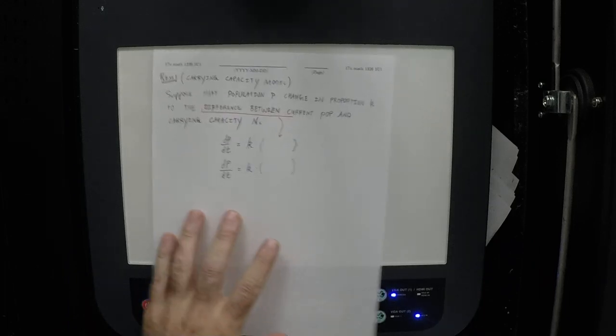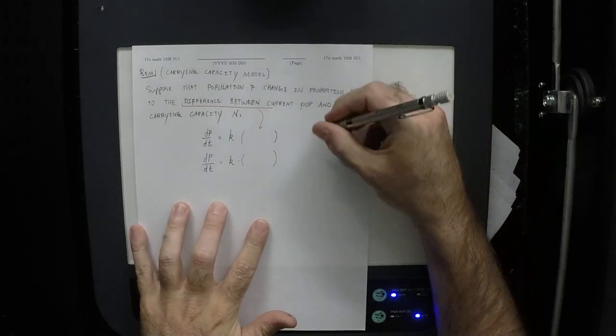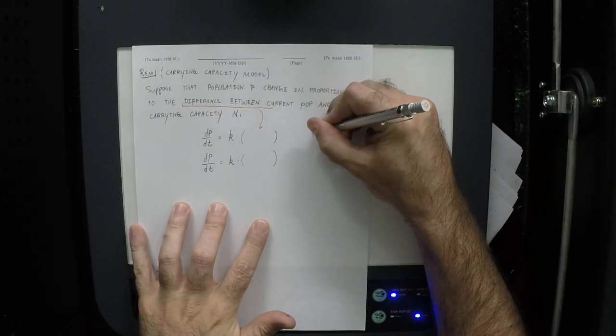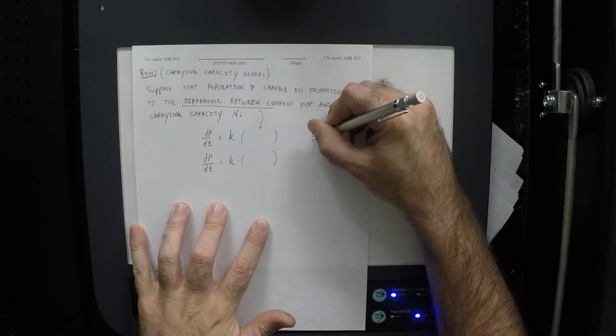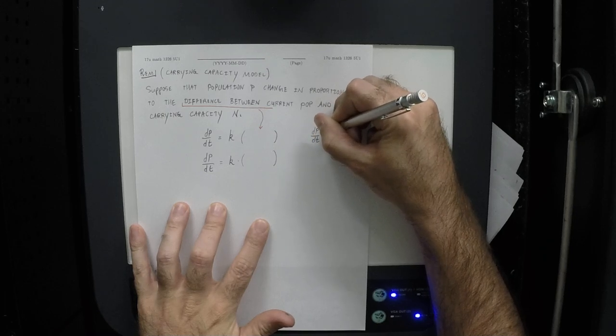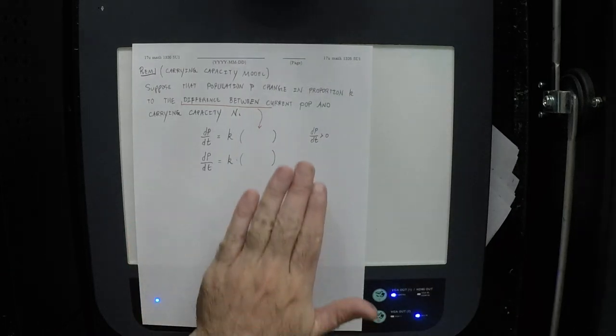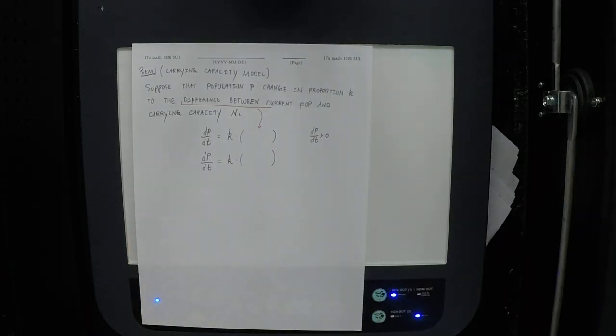And further, I'd like for you to remember your calculus one knowledge that dP/dt, just abstractly, if dP/dt is positive, what does that say about the population? It's increasing.